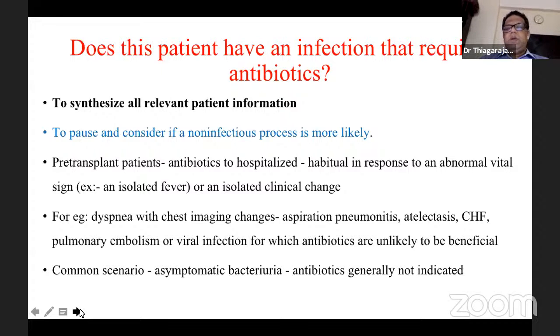For example, you have dyspnea with some imaging changes. The causes could be various. You can have a pulmonary embolism or a viral infection or atelectasis, which don't need antibiotics. Or when you have asymptomatic bacteriuria, 10 power 3, 10 power 4 cultures, you tend to start antibiotics. These are conditions where even without antibiotics, the patient gets better.